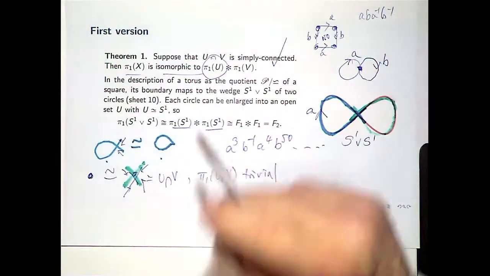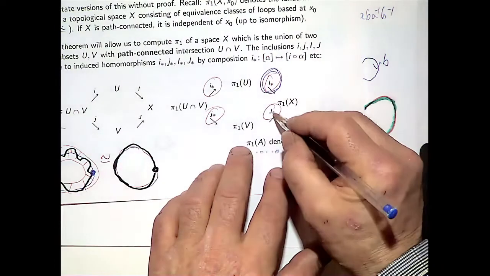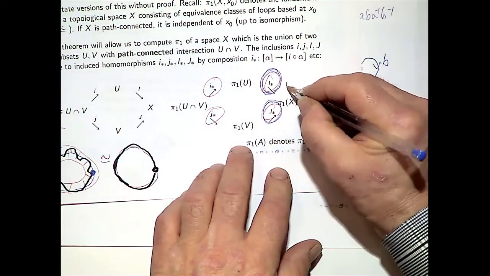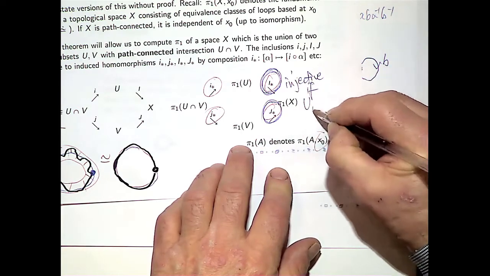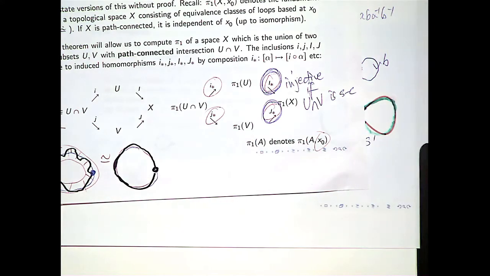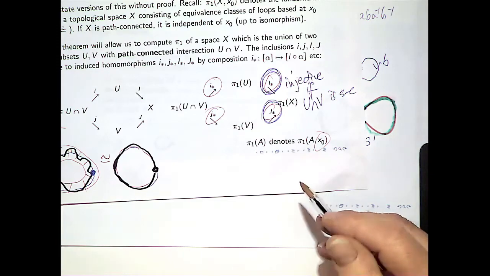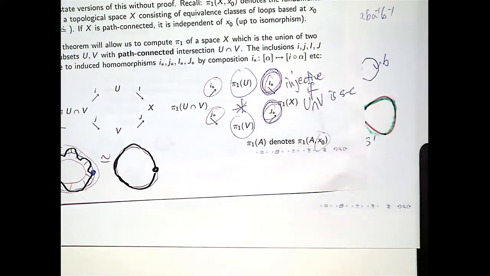So it's really a consequence of this theorem that these two induced maps here are going to be injective in this case. These will be injective if the intersection is simply connected. That's a consequence really of Van Kampen's theorem, version 1, because the fundamental group of X is the free product of this with this. So there's no relation. So that forces these maps to be injective.